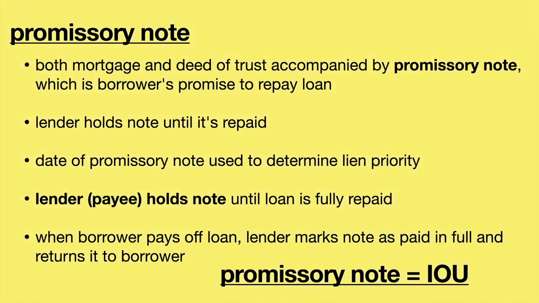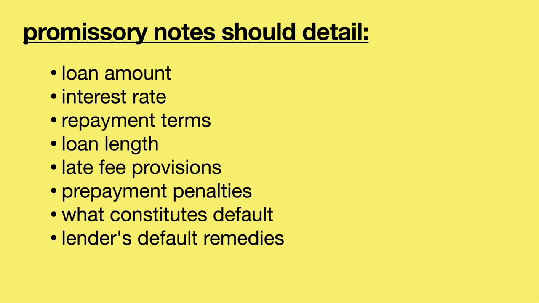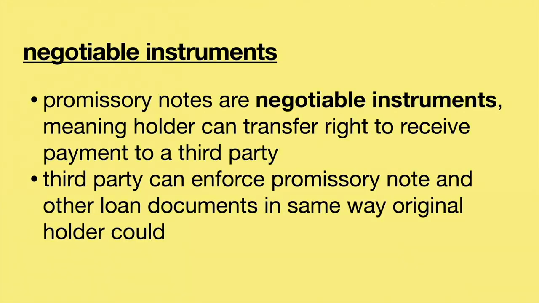The date of the promissory note is used to determine lien priority. The lender, payee, holds the note until the loan is fully repaid. When the borrower pays off the loan, the lender marks the note as paid in full and returns it to the borrower. Promissory notes should detail the loan amount, interest rate, repayment terms, loan length, late fee provisions, prepayment penalties, what constitutes default, and the lender's default remedies. Promissory notes are negotiable instruments.